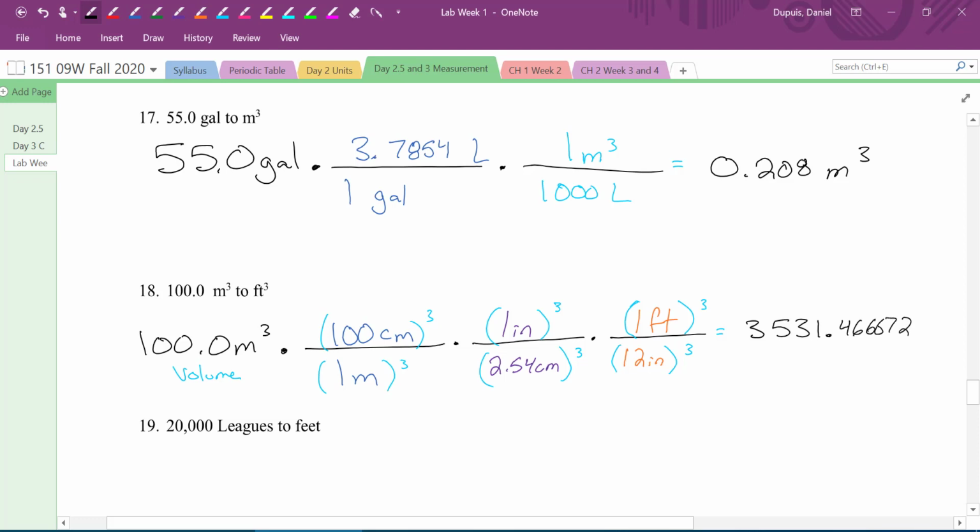And so I get 3531.46672-ish, which turns out to be, with 4 sig figs, 3531 feet cubed. Hopefully that's what you're getting, something close to that.